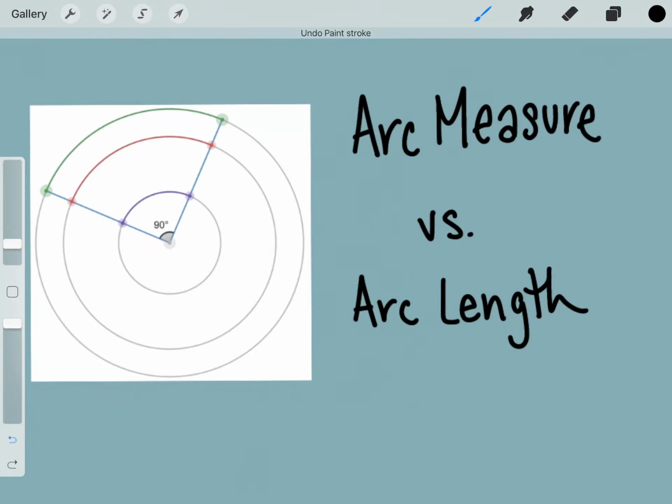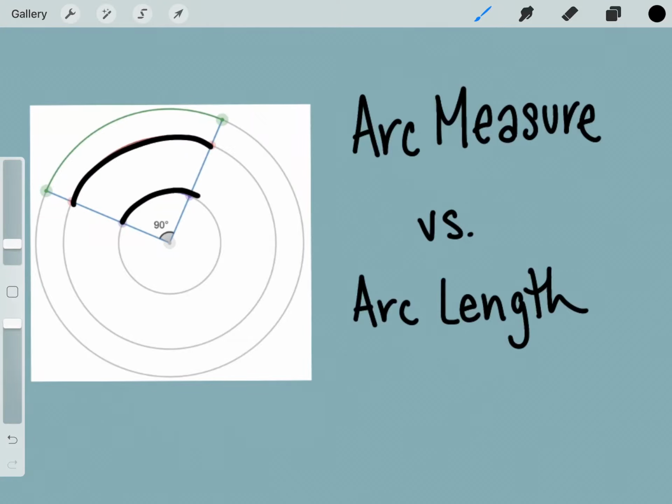An arc measure is the amount of space of the circle that an arc takes up. So in this situation, the purple, the red, and the green arc all have the same arc measure. Arc measures are measured in degrees, so each of these has an arc measure of 90 degrees. However, they do not all have the same arc length. Arc length actually talks about, it's kind of like the portion of the circumference that it covers. So which of these has the greatest arc length, purple, red, or green?